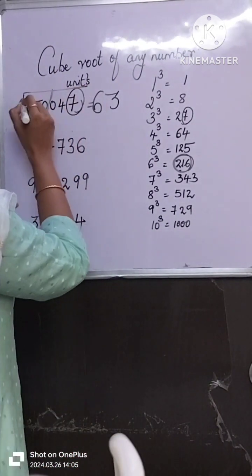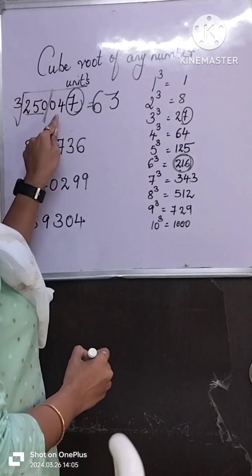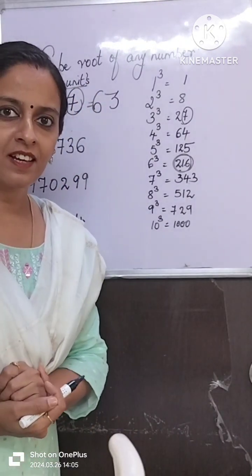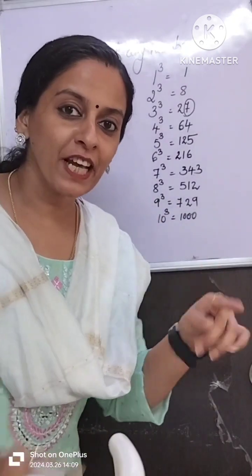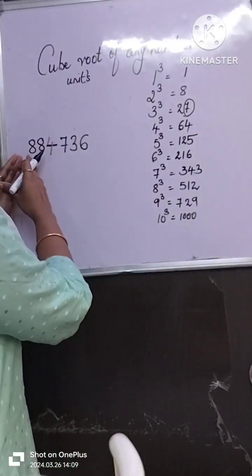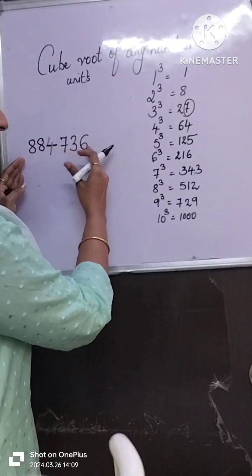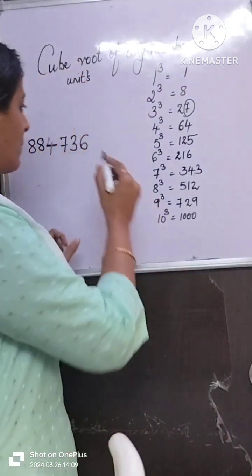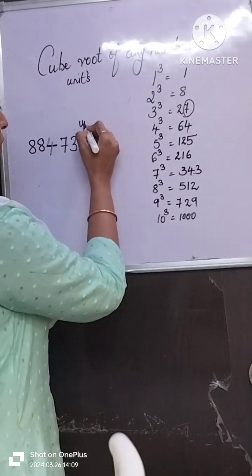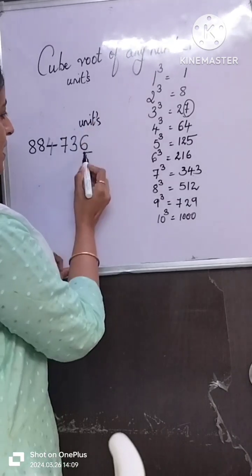The cube root of this huge number is 63. Isn't that easy? Here I have taken one more number. The number is 884736. Okay, what's the first step? Look at the digit in the units place. The units place digit is 6.